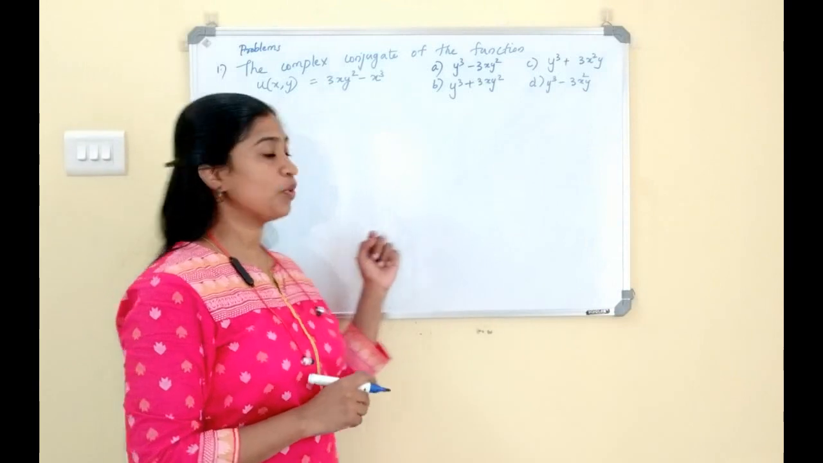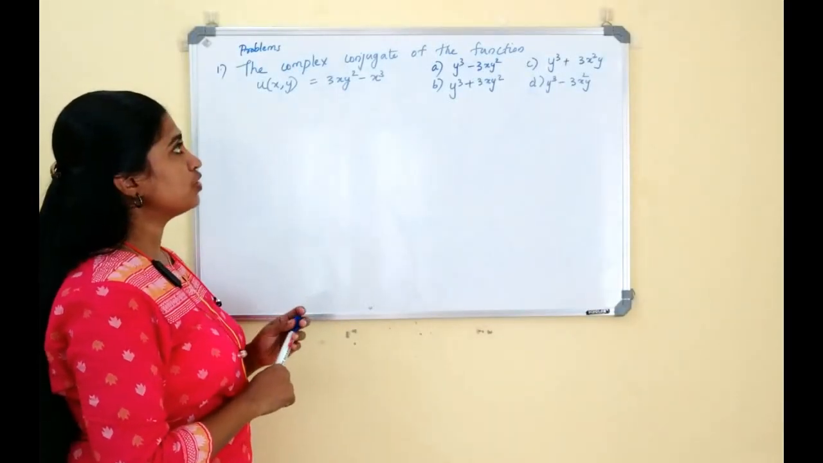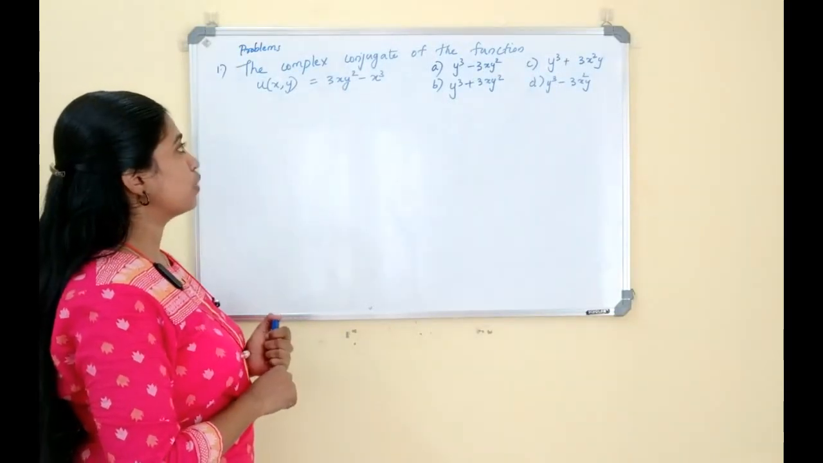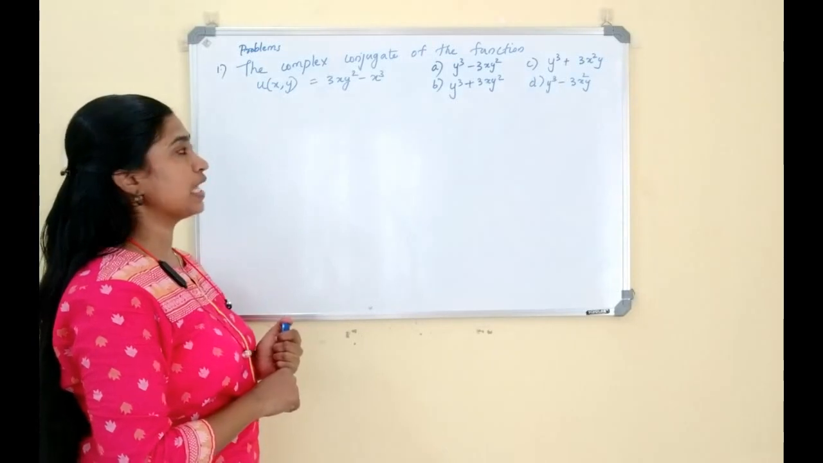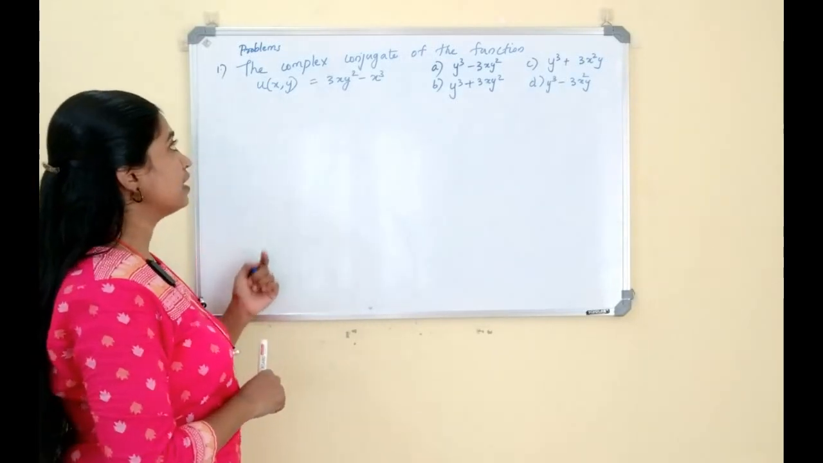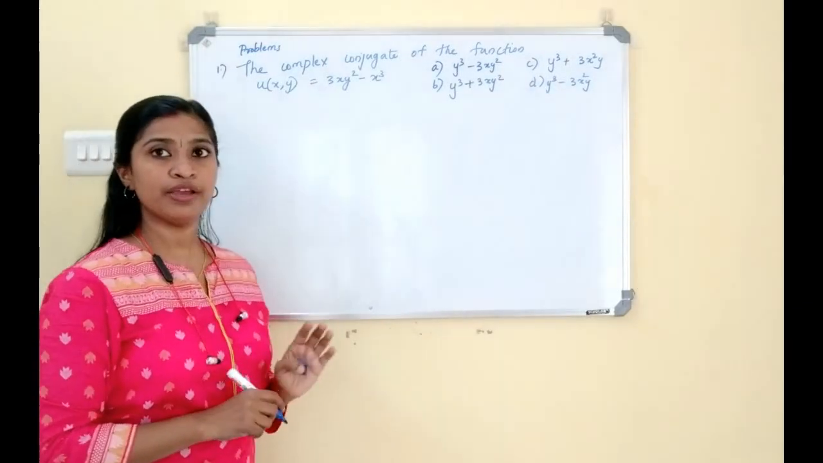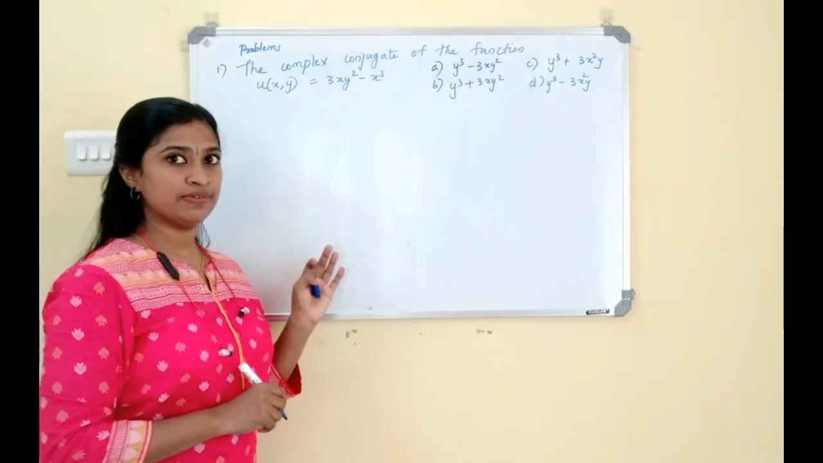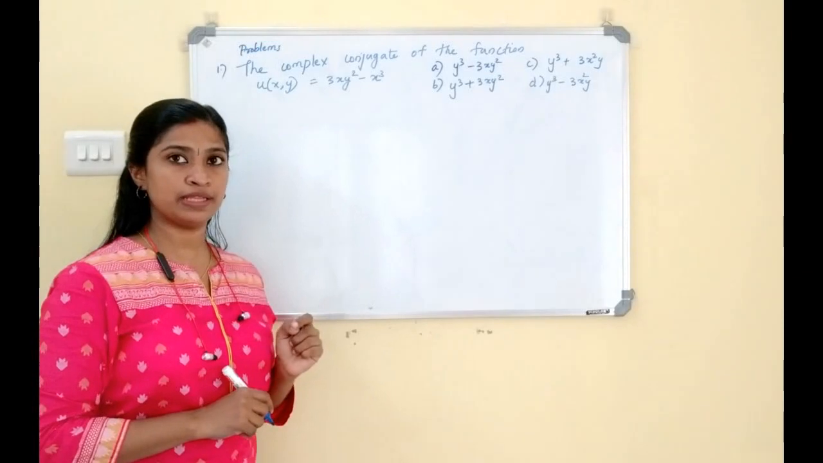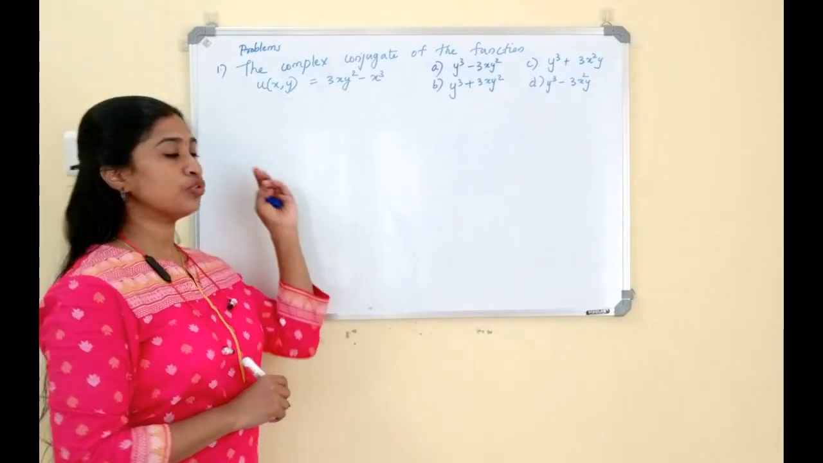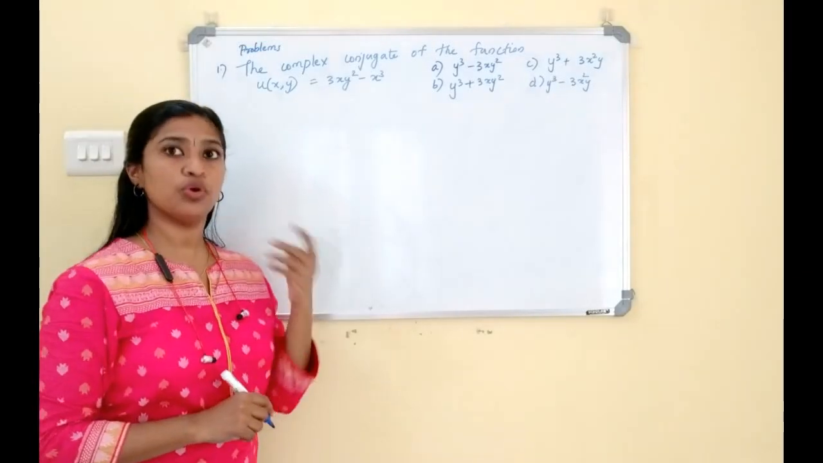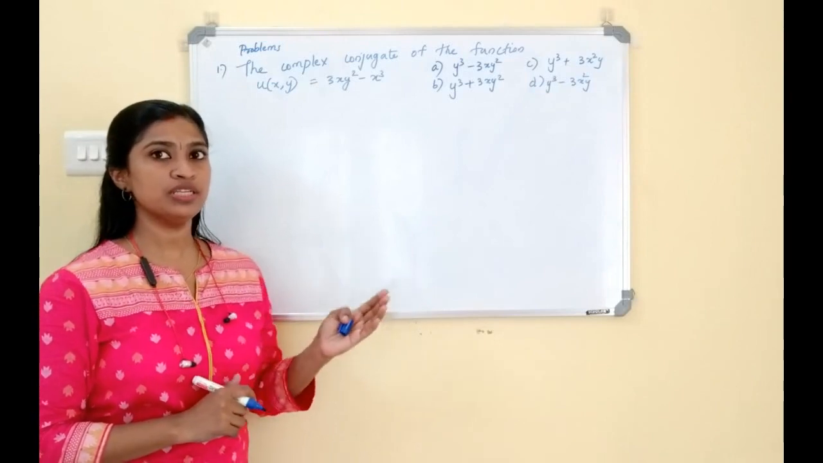This is the first problem. The function u of xy is equal to 3xy square minus x cube. We are asked to find the complex conjugate of u. u is given, that is we have to find v. We have studied Milne-Thomson's method. Three steps are involved to find the complex conjugate, or actually the analytic function.